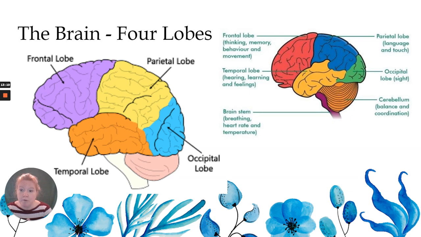The brain has 4 lobes: your frontal lobe, your parietal lobe, your temporal lobe, and your occipital lobe. Okay, now each hemisphere has a frontal lobe, a parietal lobe, an occipital lobe, and a temporal lobe. So there are 2 of each lobe. Okay, one on the right hemisphere, one on the left hemisphere. So just a general overview.